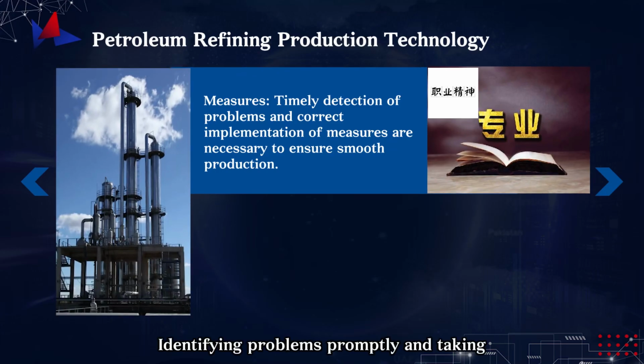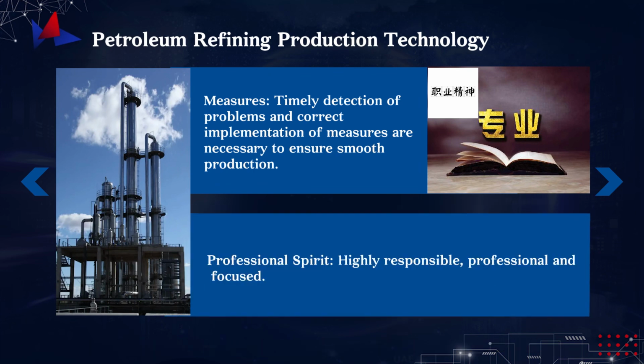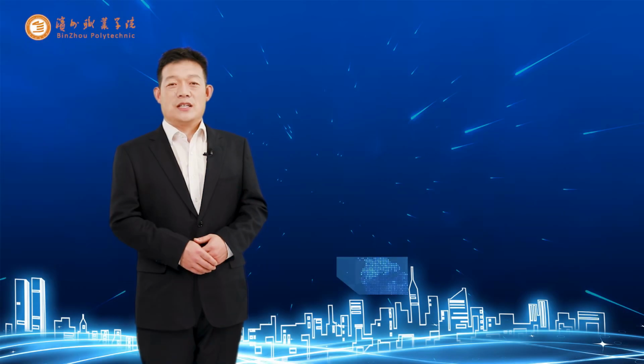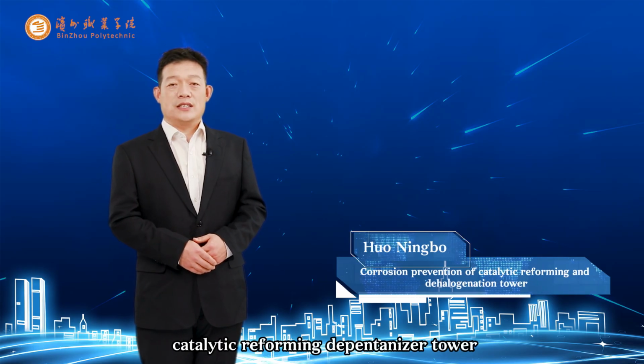Identifying problems promptly and taking correct measures are essential to ensure smooth production. This requires practitioners to have a highly responsible professional spirit and specialized, focused professional competence. The above is the content we learned about the catalytic reforming depentanizer tower.